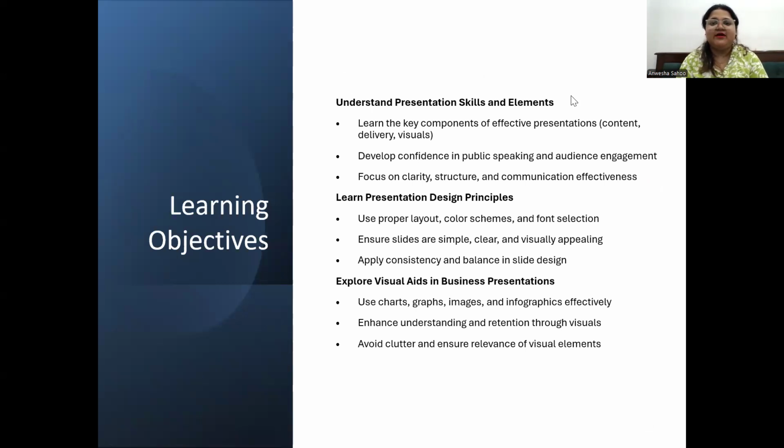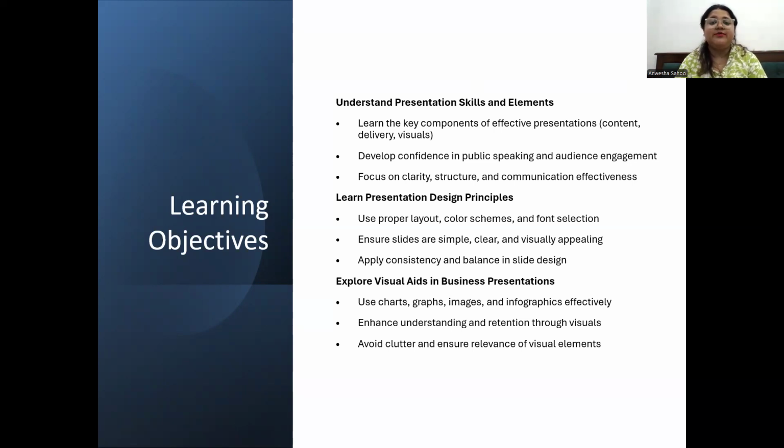So today we will be learning about presentation skills and elements. We will learn the key components of an effective presentation and develop confidence in public speaking and audience engagement. Focus on clarity, structure, and communication effectiveness.